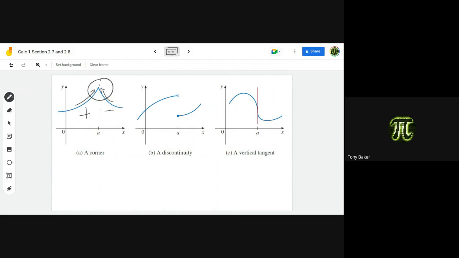And the last one is a vertical tangent. So a vertical line. Because your slope is going to what? Infinity. Right. The slope is undefined at it. Correct. So again, can't find my derivative at that point.